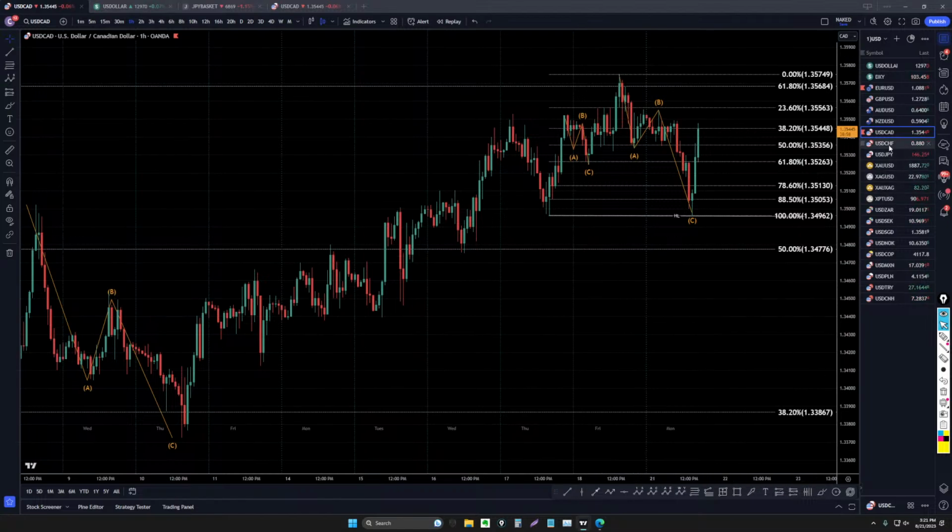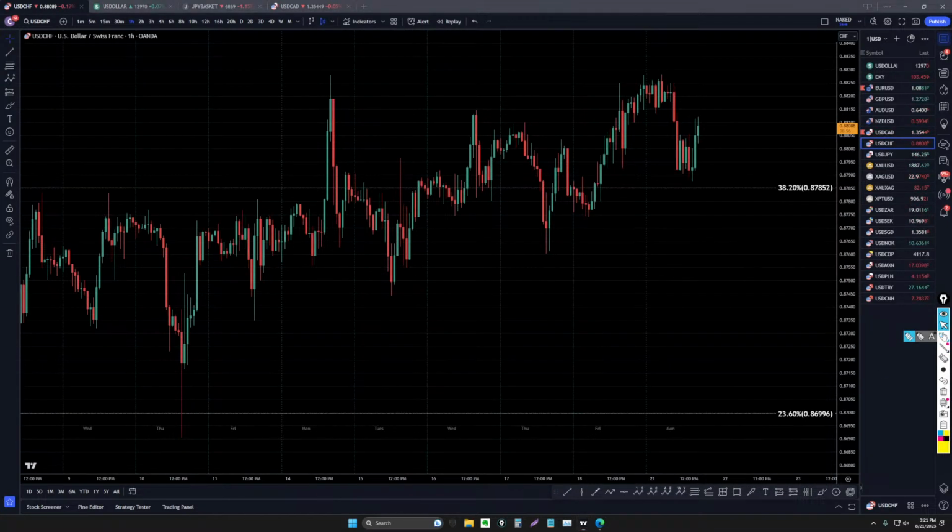Definitely. US dollar Swiss. This one to me doesn't look like a wave A. It doesn't look like it's going up. I think this might be a wave B and it's going to go down again before it actually goes up. I don't think I would go long on this one.